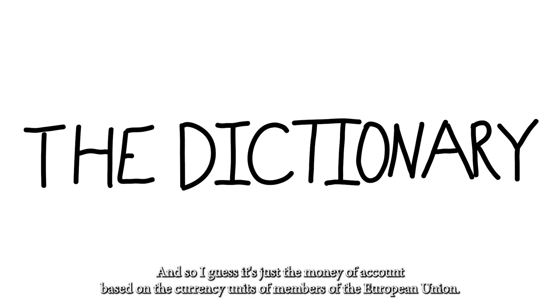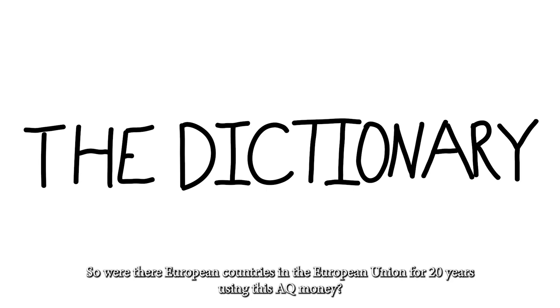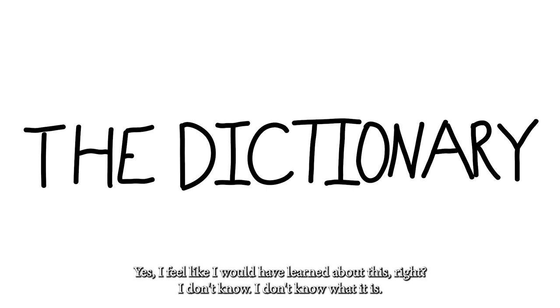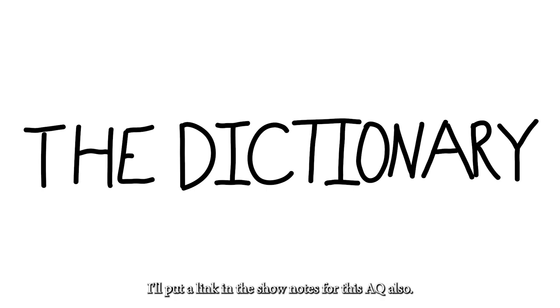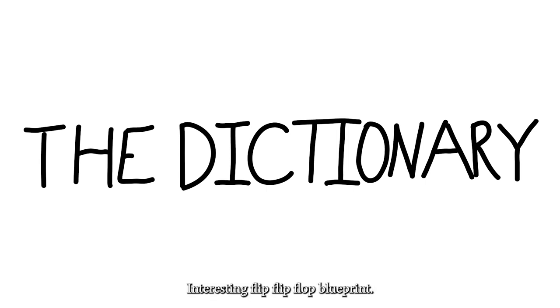And so I guess it says the money of account based on the currency units of members of the European Union. I had never even heard of this, but it seems like it's a predecessor to the euro. So were there European countries in the European Union for 20 years using this ECU money? I feel like I would have learned about this, right? I don't know. I'll put a link in the show notes for this ECU. It's fascinating that they literally used the French money to create this other thing. Interesting.